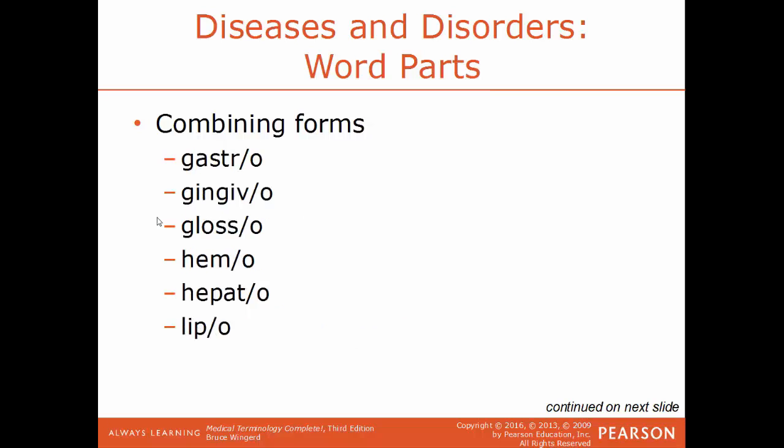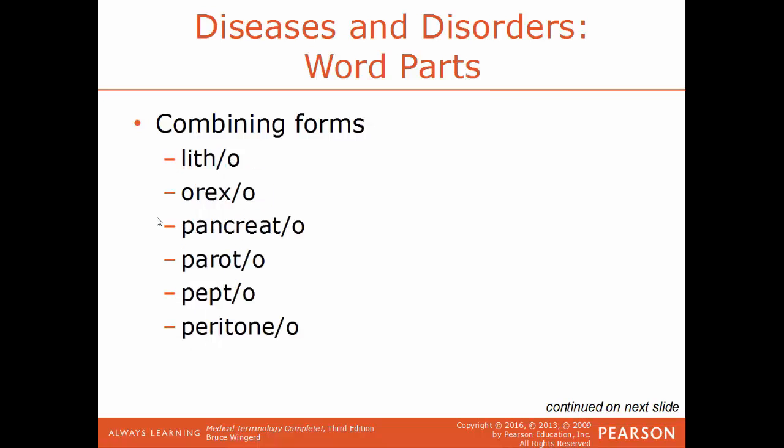Gastro is a reference to the stomach. Gingivo is a reference to the gums. Glosso is a reference to the tongue. Hemo is a reference to the blood. Hepato is a reference to the liver. And lipo is a reference to a lipid or a fat.